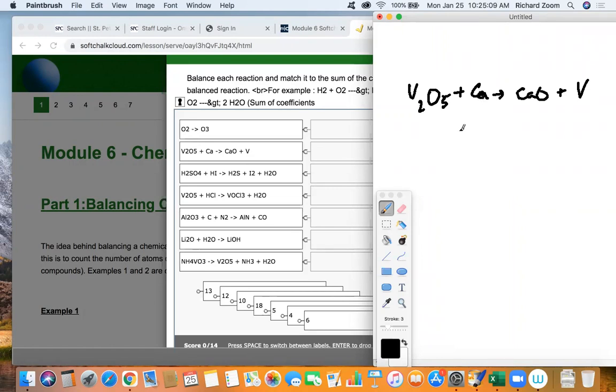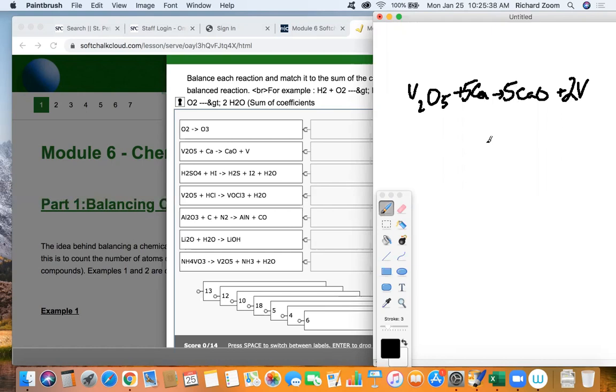If oxygen's in lots of places, then you don't start with oxygen, you start with something else. For this one, I might start with the vanadium. That's a 2 there, so I'll put a 2 in front of the V. I've got a 5 here with the oxygen, so I'll put a 5 in front of the Ca. But the 5 now covers the Ca and the oxygen, because the 5 is now going to cover everything after it, which means that this is going to need 5 as well.